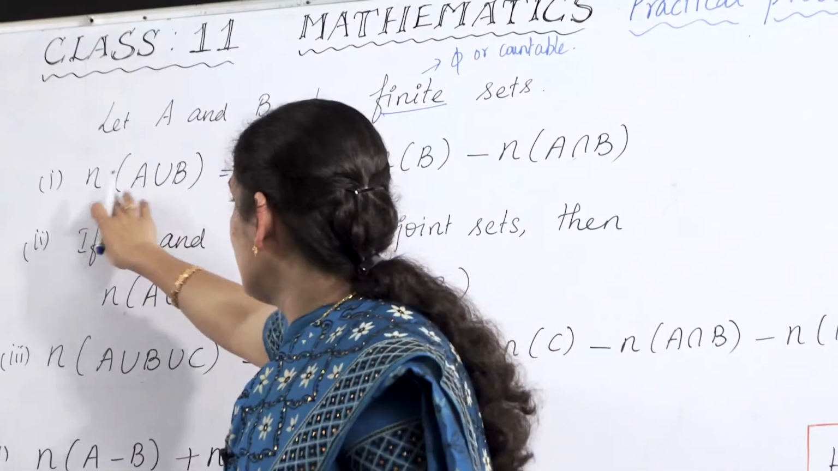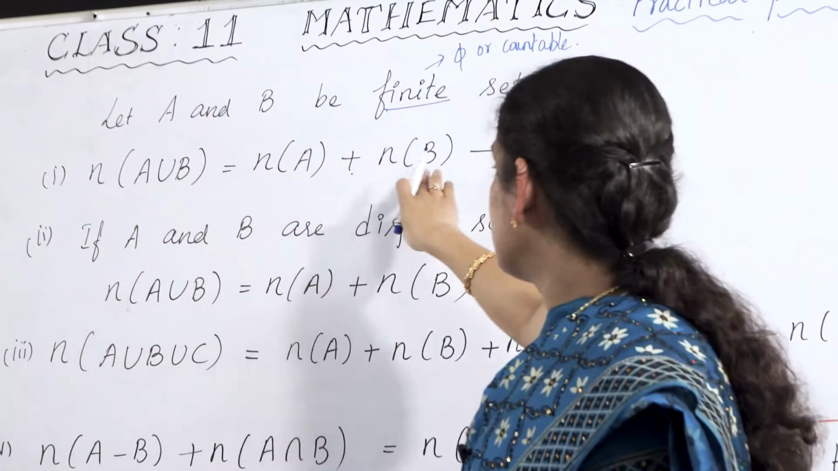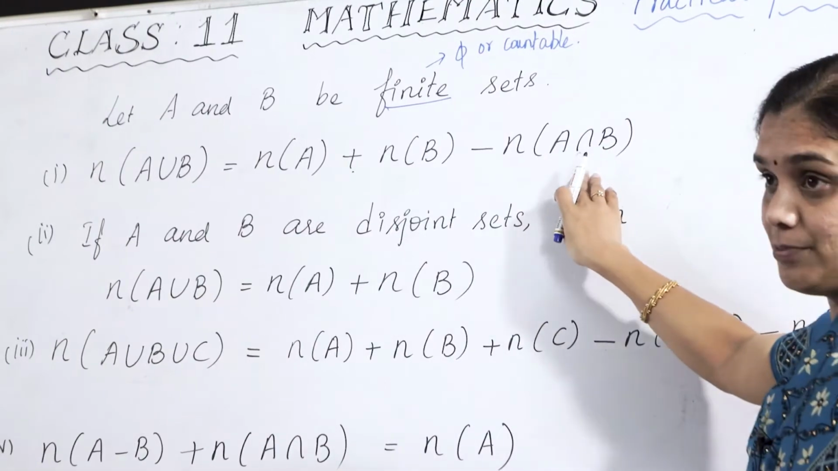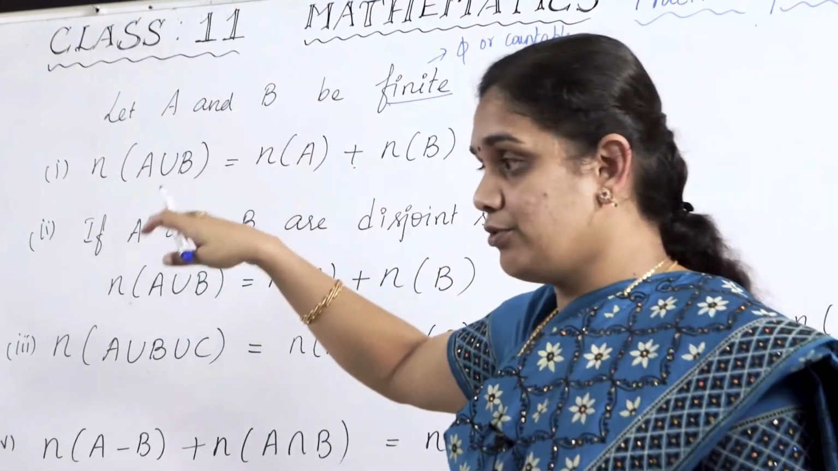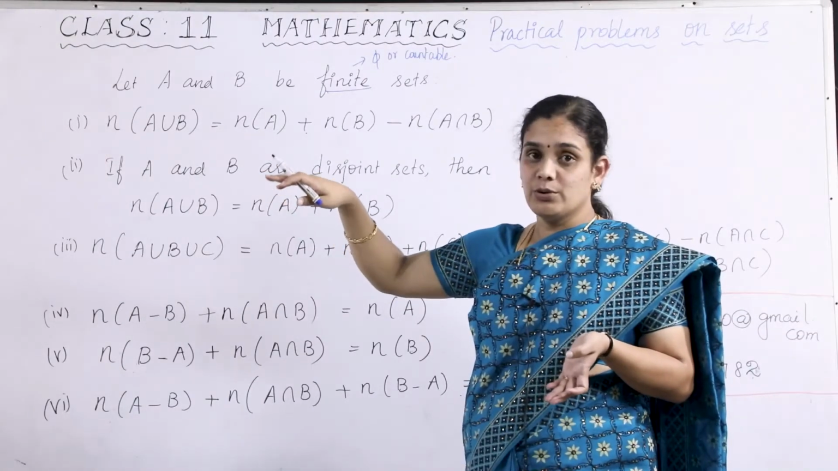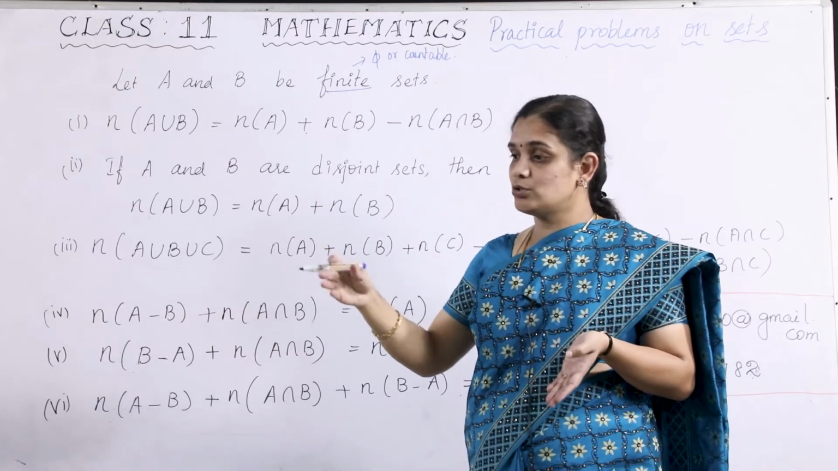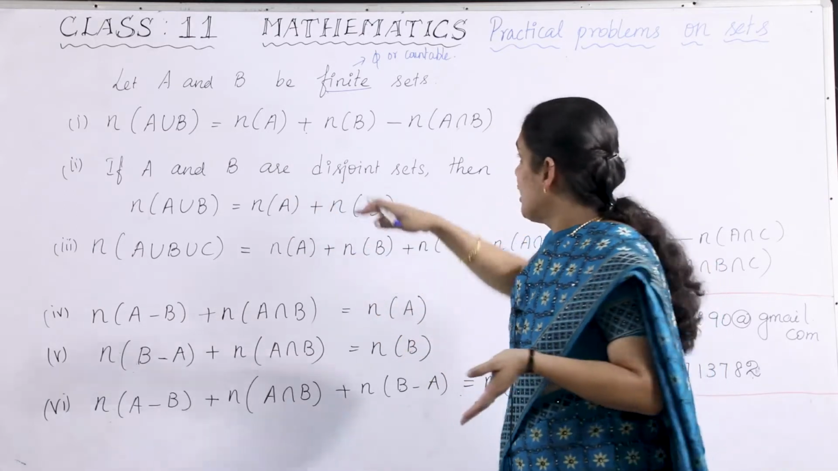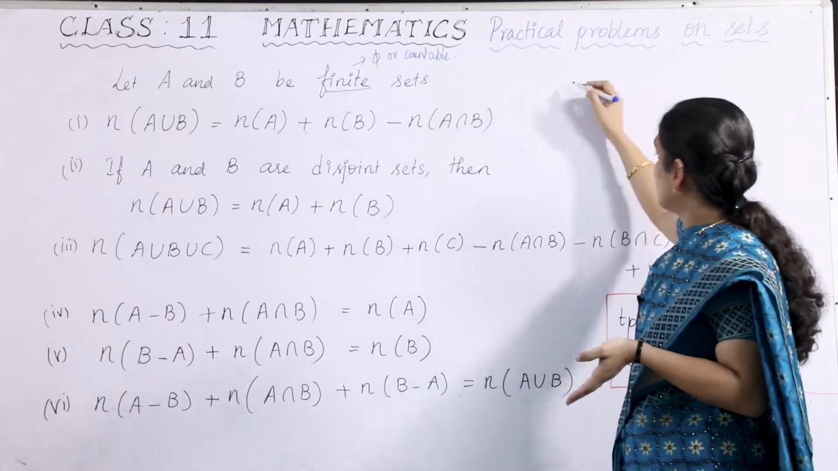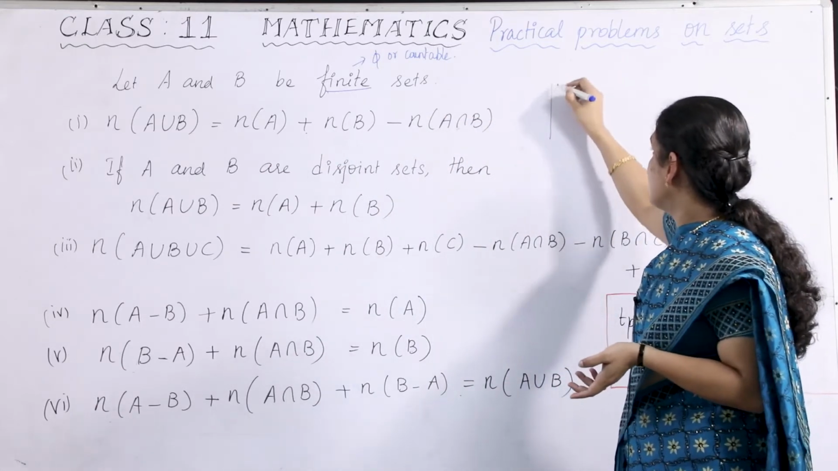Then n of A union B equals n of A plus n of B minus n of A intersection B. I'm not going to show the proof here. I'm leaving it to you. It is very simple. If you go through the textbook, you can find it.